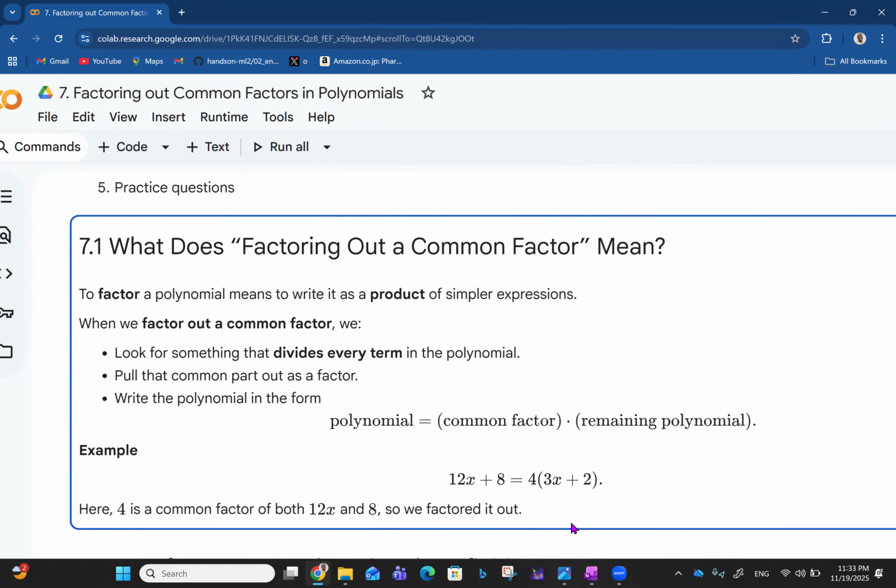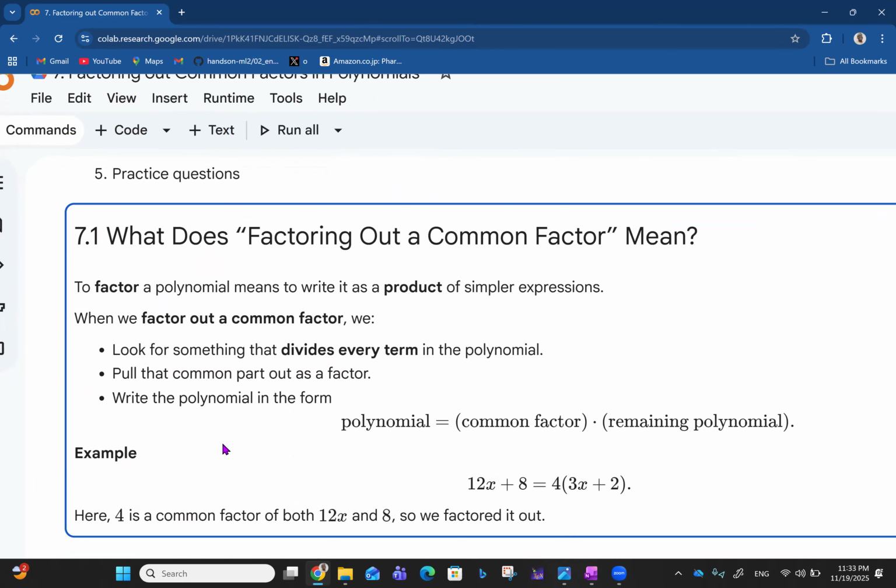What does factoring out a common factor mean? What does it really mean? So to factor, this is a very general concept, even maybe starting from junior high school. To factor out a polynomial means to write it as a product of simpler expressions. When we factor out a common factor, we look for something that divides every term in the polynomial. We pull that common part out as a factor and we write the polynomial in this form. So the polynomial now becomes whatever is common, the common factor, multiplied by the remaining polynomial.